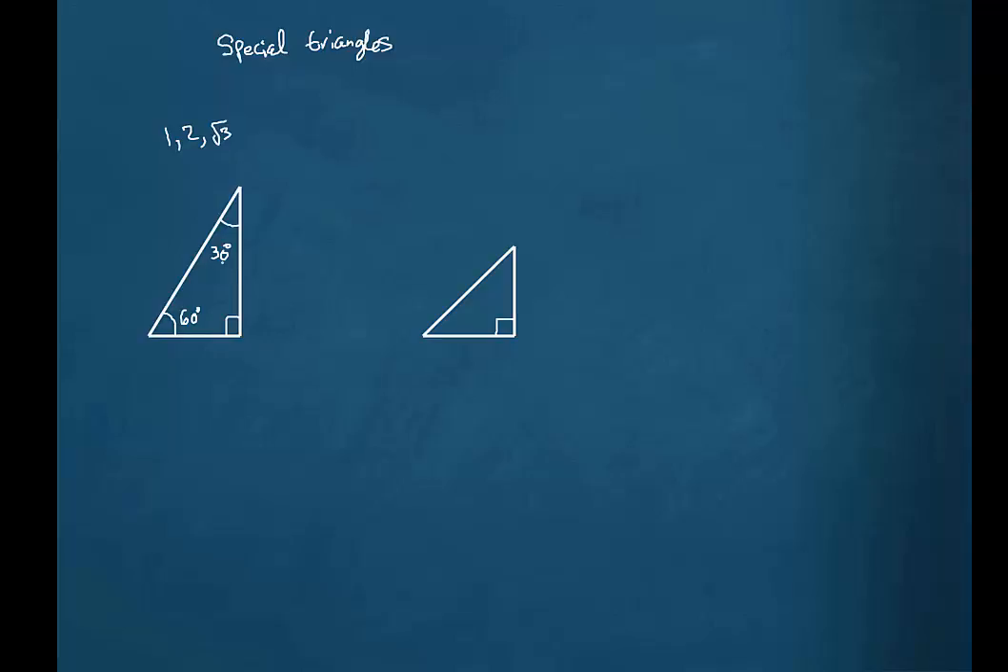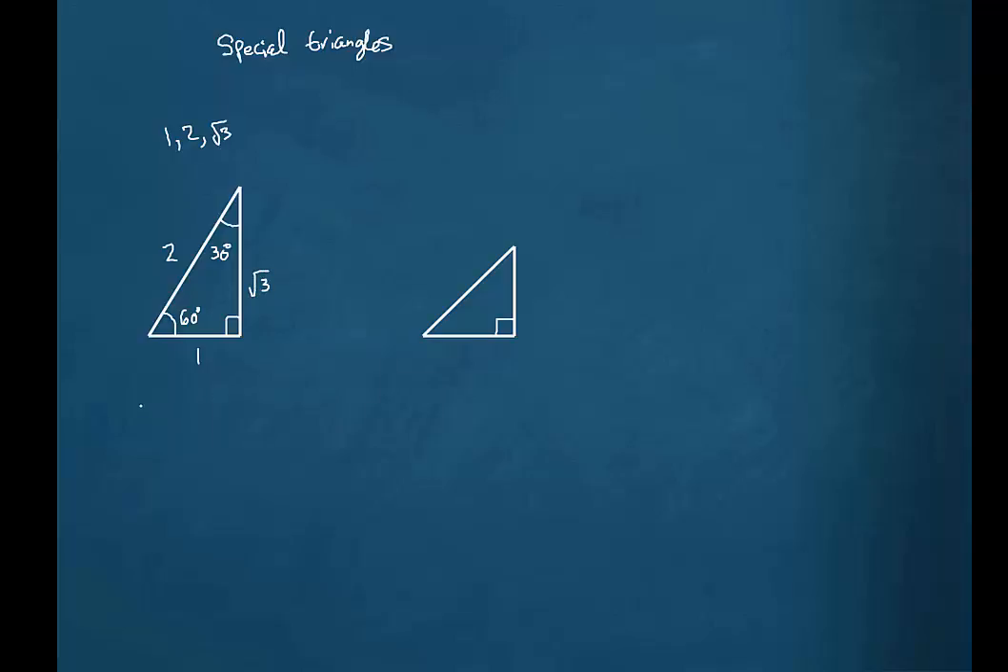30 degrees is the smallest of these three angles. So the side opposite 30 degrees should be the shortest side. The smallest of these three numbers is 1. So 1 would go here opposite 30 degrees. The hypotenuse is always the largest of the sides of a right triangle. 2 is the largest of these three numbers. So it would go here on the hypotenuse. And then that only leaves one spot left for the square root of 3.